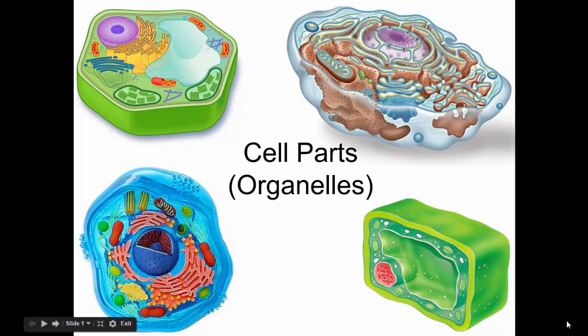So we've learned that the cell is the smallest unit of a living thing that is alive, and that all living things are made of cells. And we can think of cells like the building blocks of all living things, similar to bricks or Legos. But now we're going to look at what is inside of a cell and the things that make it work.